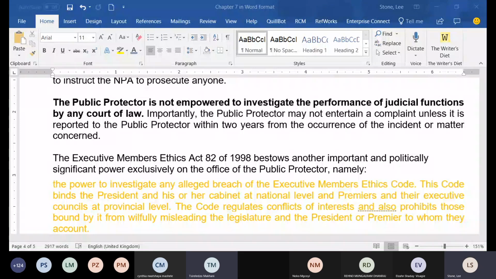Okay, what I'm saying to you is that in these very short 5 pages that I uploaded on my UNISA, this is everything you need to know about the public protector. So you can read them yourselves instead of relying on a lecture.